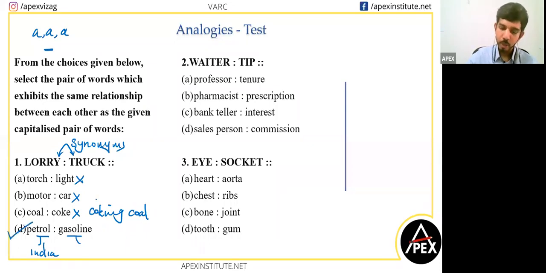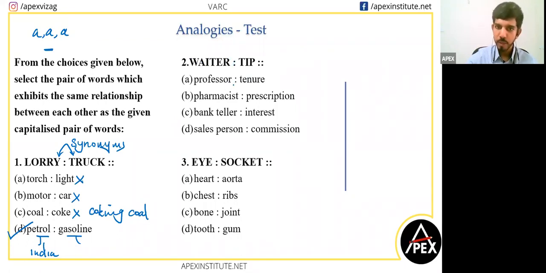And C was incorrect because coking coal is a type of coal. So they are not synonyms. Okay. And if you took coke as the drink, then obviously they are not the same. So C is not the answer anyway. Now let's come to waiter and tip. This is interesting. So those who judged waiter can be given a tip.